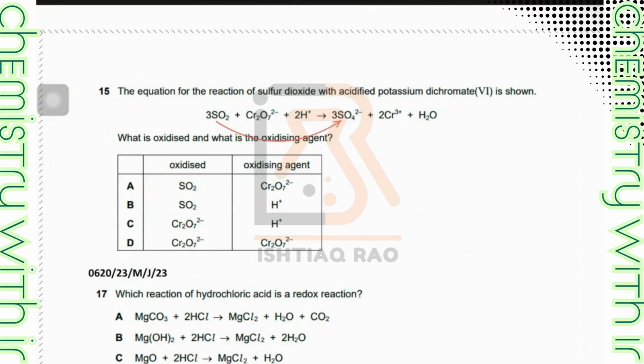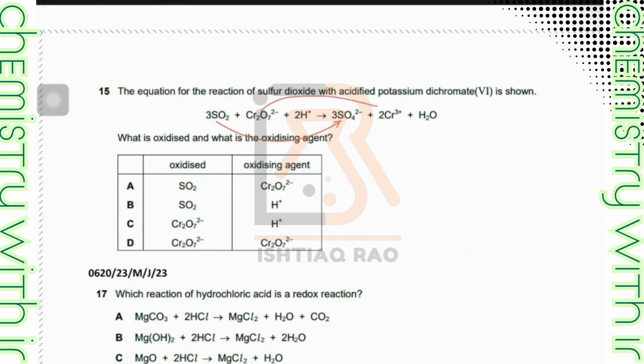There is an increase in oxygen. Increase in oxygen means that it is oxidized. And I would say that SO2 is oxidized. So what about this one?